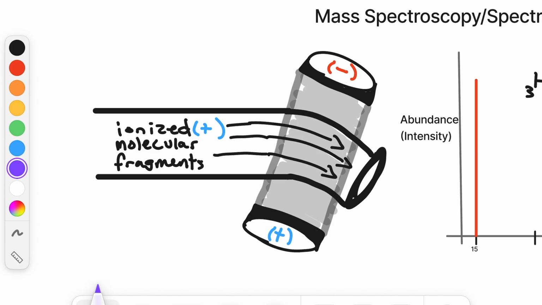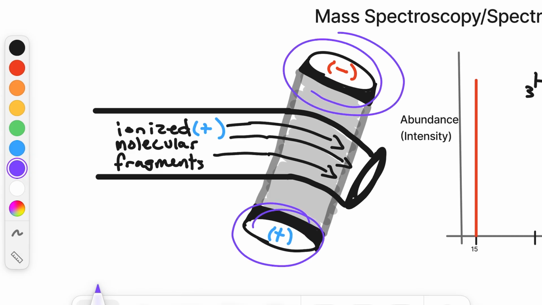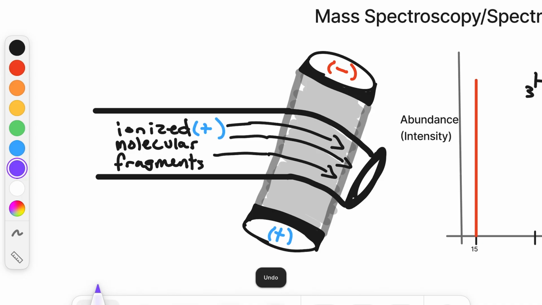But what we're measuring is based off charge, and we're basing it off of mass as well. So we have a negative charge up here and a positive charge at the bottom. Something that's positively charged, a cation, is going to go closer to that negative charge. And if it has less of a positive charge, or if it's an anion, it's going to go in that direction. But for mass spectrometry, we only care about the cations.